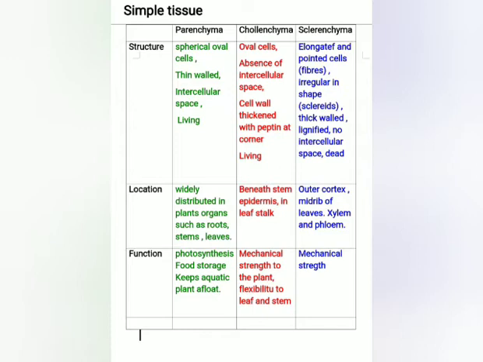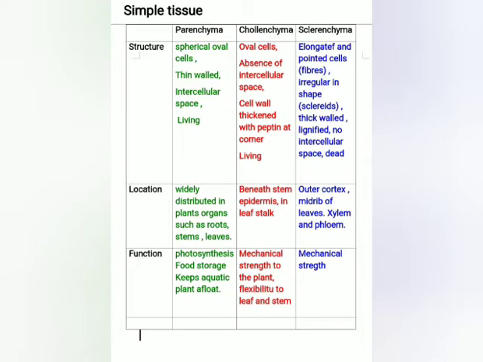When parenchyma cells contain chloroplasts, they help in the manufacture of food and are known as chlorenchyma. Aerenchyma is a type of parenchymatous tissue that has large air cavities in it. It is present in aquatic plants and helps them to float.